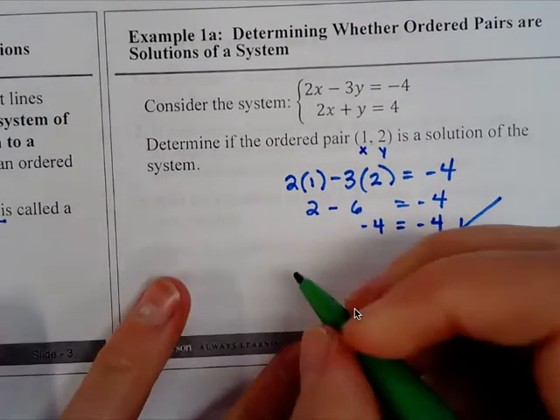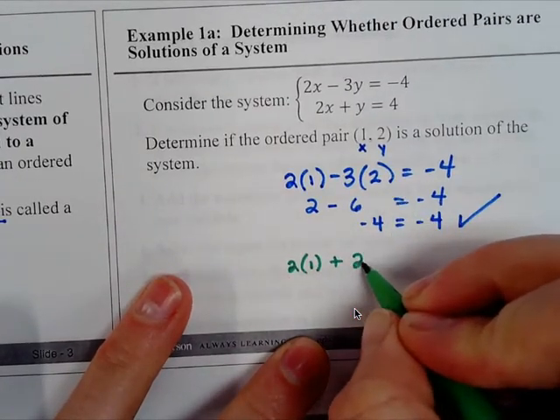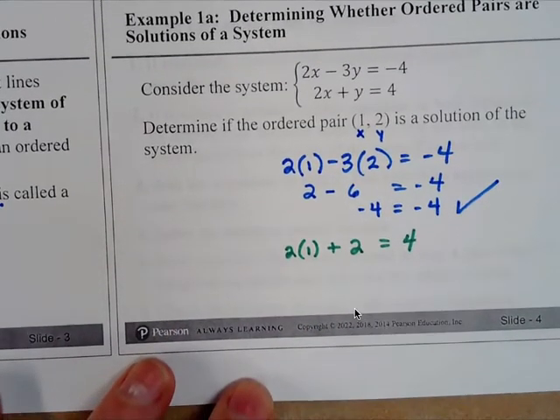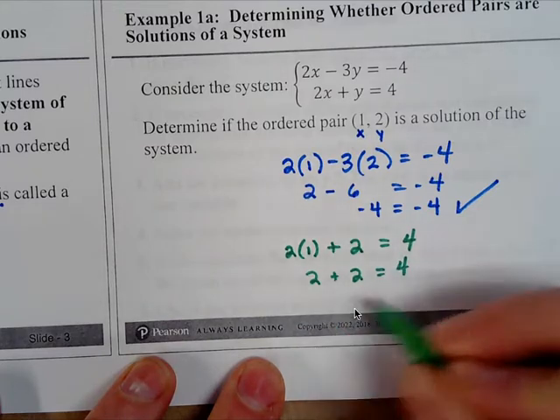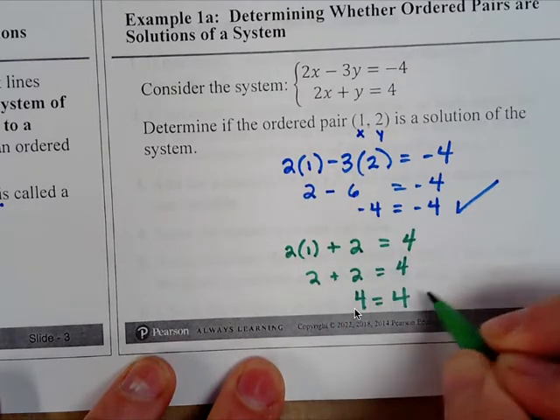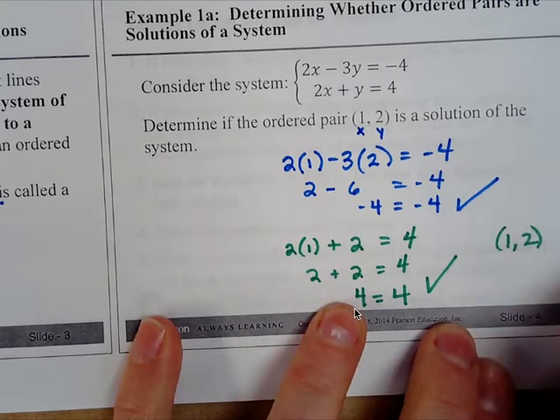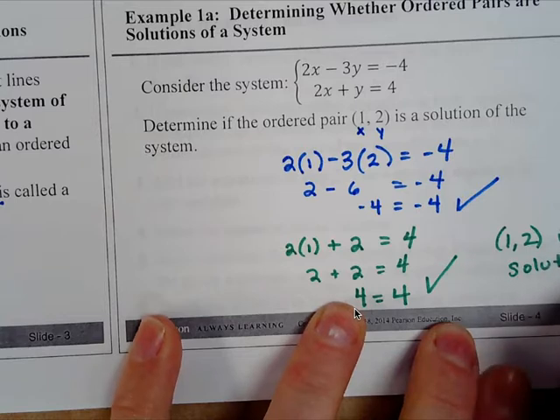Then you would do the second one. So 2 times 1 plus y, 2 equals 4. 2 plus 2 is 4, so 4 equals 4, so it is true. So we can write 1, 2 is a solution to the system.